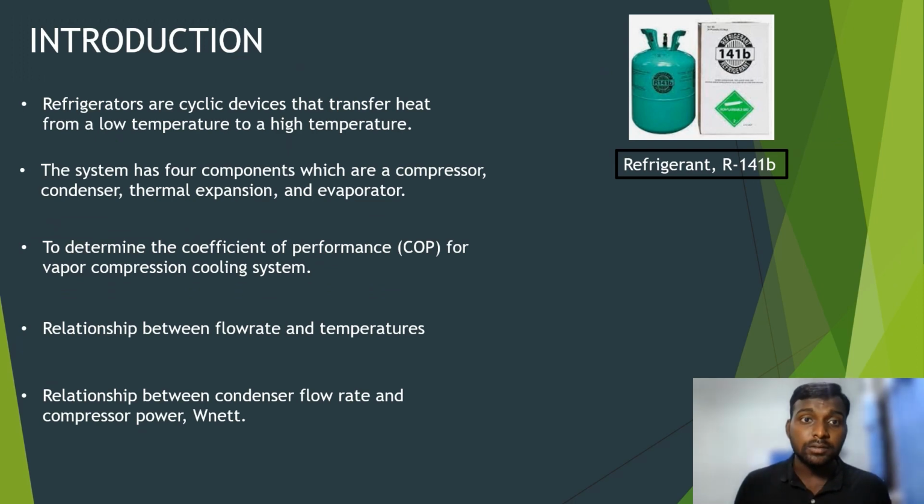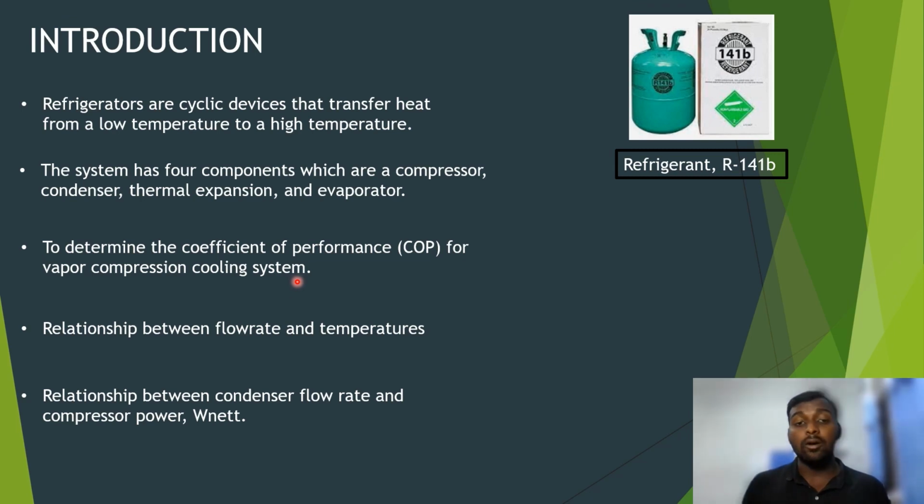So I'm going to start our presentation with the introduction part. Refrigerators are cyclic devices that transfer heat from a lower temperature to a higher temperature. Normally, refrigerators use a fluid called refrigerant; R141B was used in this experiment. Refrigerant can undergo phase change from liquid to superheated vapor and then back to liquid as it passes steadily through the various components that comprise the system. The system has four components which are the compressor, condenser, thermal expansion valve and an evaporator.